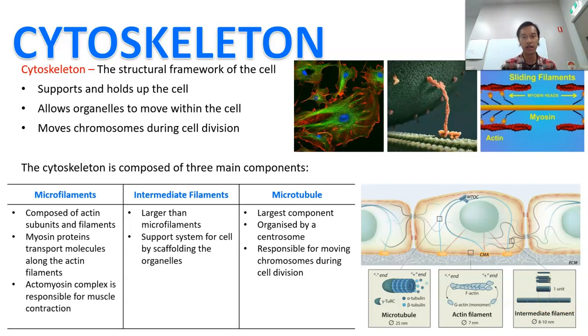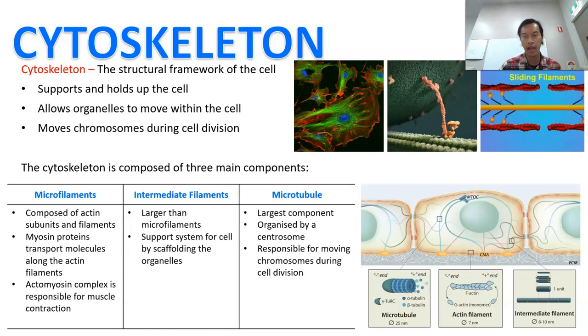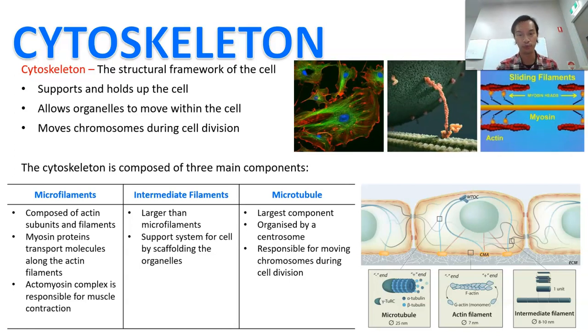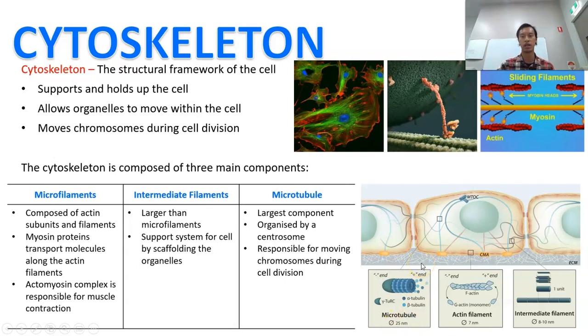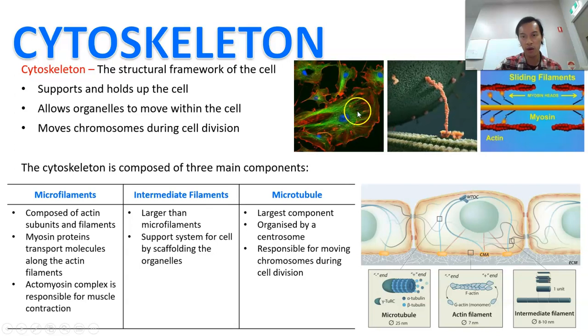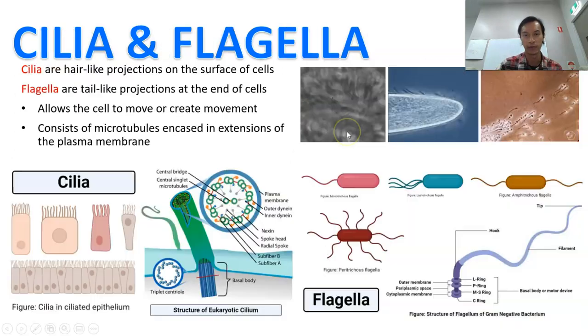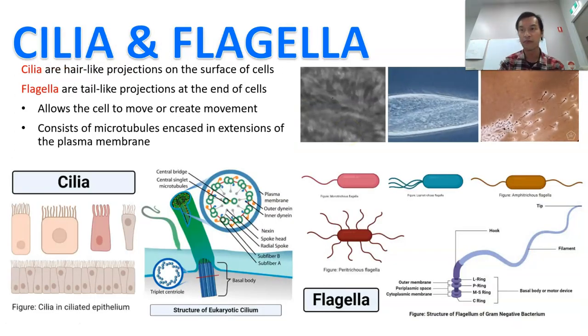Larger than the intermediate filaments are the microtubules. Microtubules are the largest component, and they're organized by a particular organelle called a centrosome. The microtubule is responsible for moving chromosomes during cell division, right? So here is your centrosome, and your centrosome releases these microtubules, and they are very large molecules, about 25 nanometers, and that's what your chromosomes move in, right? Here is a diagram of a cell, and the green highlights all of the cytoskeleton within the cell, okay?